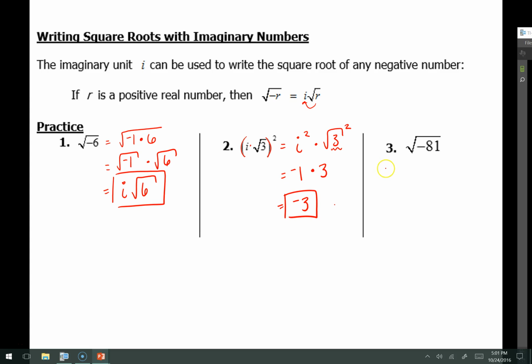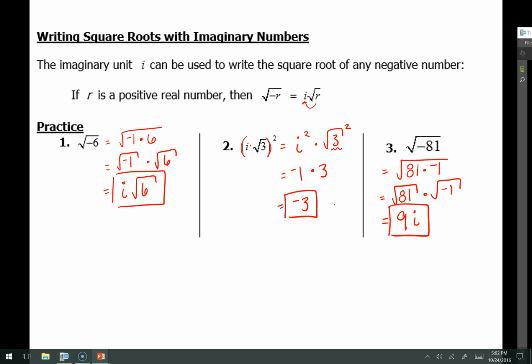Let's try one more of these. The square root of -81. That's the same thing as the square root of 81 times -1, right? The square root of 81 then is 9. And the square root of -1 is i. So that's 9 times i.